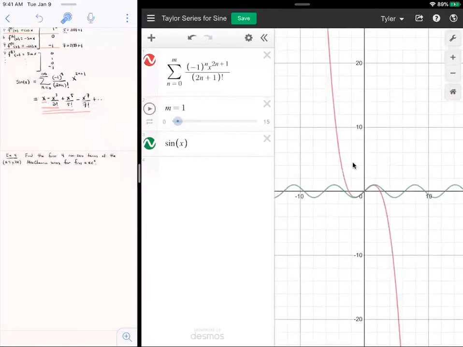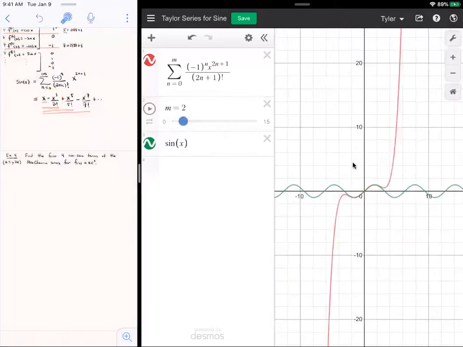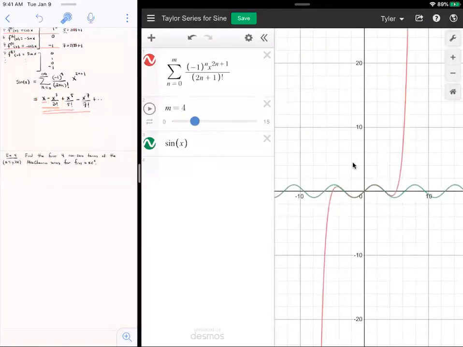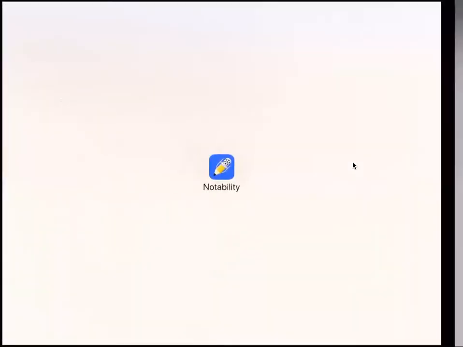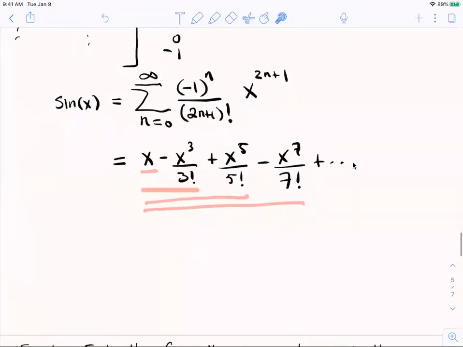If I make the counter go up to 1, now I'm plotting the function x minus x cubed over 3 factorial. It's cubic, and it approximates a little better. Here's the first 3. That goes out to the 5th degree polynomial, then the 7th degree, the 9th, the 11th, the 13th, and so on. The higher I make the exponent, the better this thing approximates, and for that matter, further and further away from the center. All right?